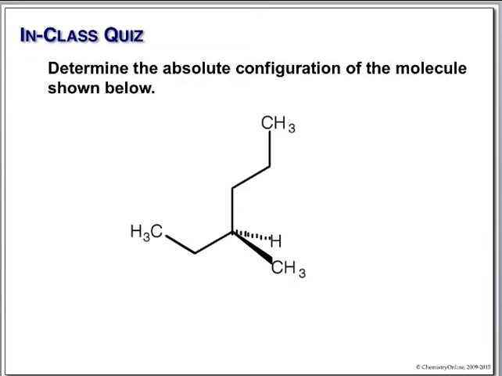Next one. Quickly, what is the absolute configuration here? Hydrogen is going to be the lowest, isn't it? This is attached to one carbon. This is attached to a carbon. This is a CH3. This is attached to another carbon. We're going 1, 2, 3. That's that away, and that away is spelled with an S.